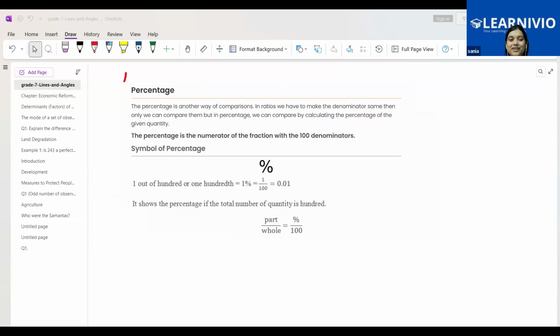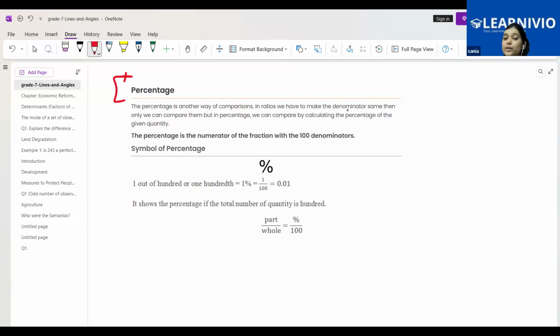Okay, let's just move to the next topic, percentage. So what is percentage? In comparing quantities, percentage is also another way of comparison. Percentage is the easiest. Just multiply any number by 100, and you get the percentage. Let me explain. See, there are different methods, that's why this chapter is comparing quantities. You will find the different methods to compare, right?